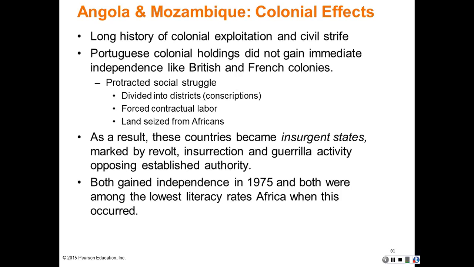Insurgent states are states that are marked by revolt, insurrection, and guerrilla activity, all of which oppose the established authority, in this case, the Portuguese colonial authorities. Both gained independence in 1975, and both at that time had among the lowest literacy rates in Africa.